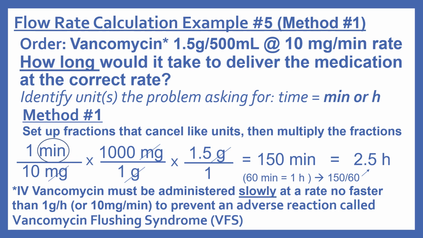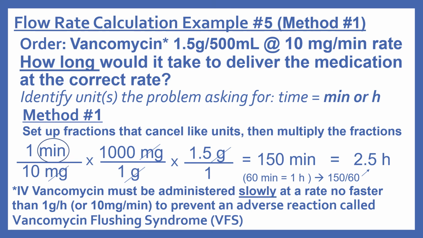Now we'll look at example number 5, and we'll start with method 1. So our order is for vancomycin, and I have a note here about IV vancomycin. It must be administered slowly at a rate no faster than 1 gram per hour or 10 milligrams per minute to prevent an adverse reaction called vancomycin flushing syndrome, or VFS. And this causes just flushing and redness in the face and upper body. So remember that IV vancomycin has to be administered slowly.